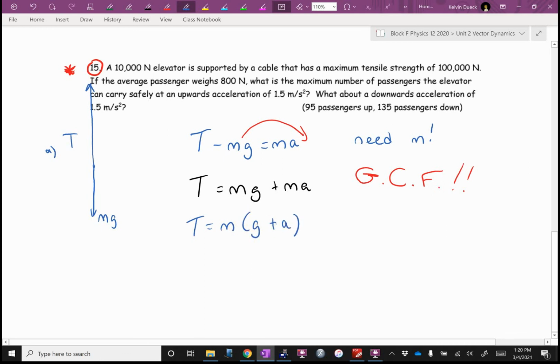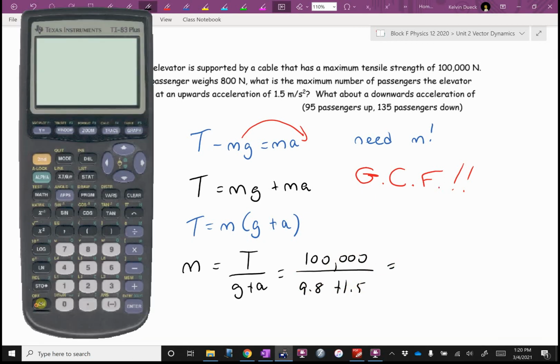And now, how would I get the m by itself? What's the bracket doing to the m? Multiplying. So, divide. I get m equals T over g plus a. It's going to be 100,000 over 9.8 plus 1.5. And if I crunch that, I get that many kilograms, 8,850.